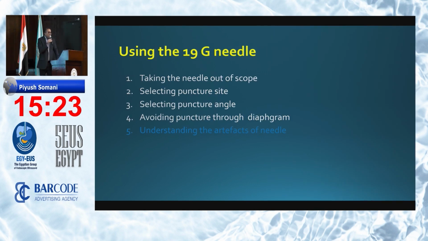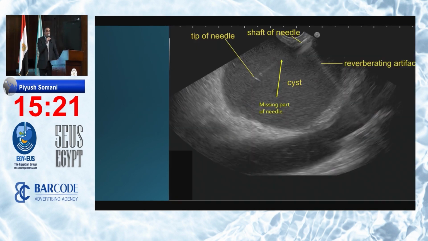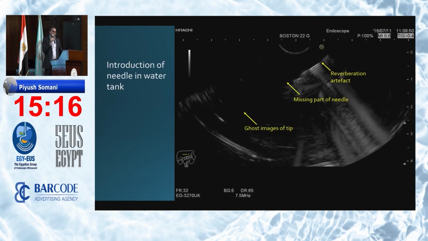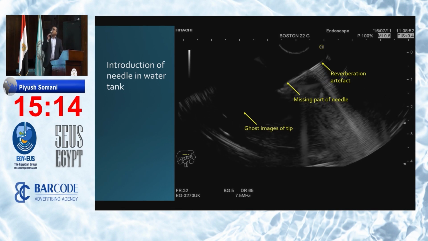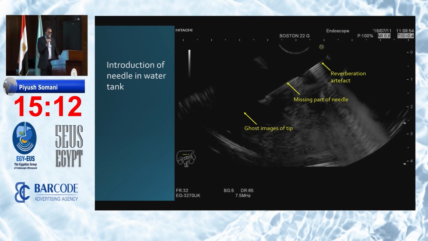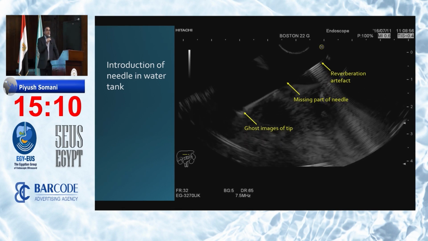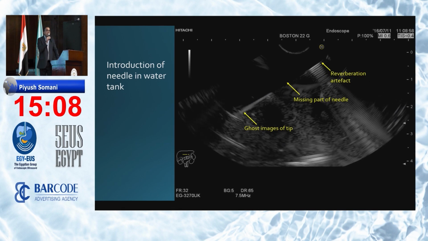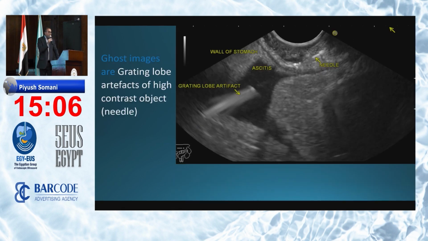We need to understand the artifacts of the needle. This is the tip of the needle. This is the missing part of the needle, and this is the reverberation artifact. Sometimes this may create some ghost images of the tip also. We need to understand that when it is in the water, this is the way the needle behaves. These are the grating lobe artifacts, which may create some problem in exactly assessing how deep your needle is, where you may sometimes by mistake go very deep inside the cyst thinking that this is the tip of your needle.